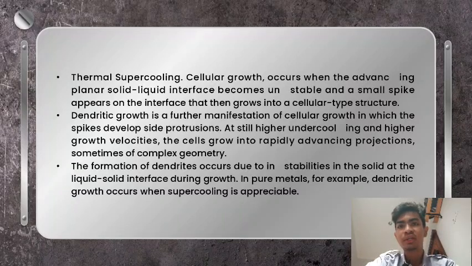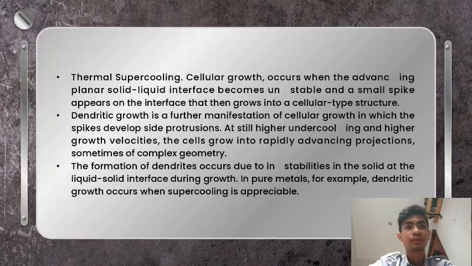When there is a temperature inversion and the temperature decreases ahead of the solid-liquid interface, then either cellular or dendritic growth will occur. The difference between these two is a matter of degree. Small undercooling tends to produce cellular growth, while large undercooling tends to produce dendritic growth. In pure metals, undercooling can result from thermal supercooling, while in alloys it can result from a combination of thermal and constitutional supercooling.